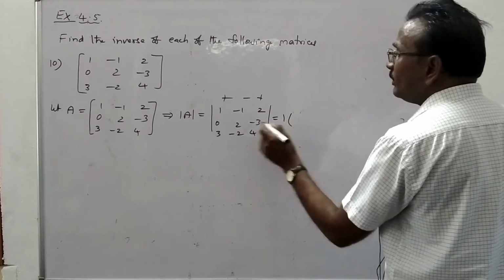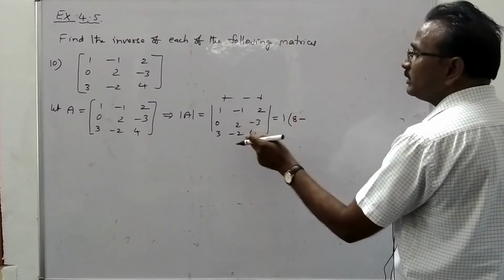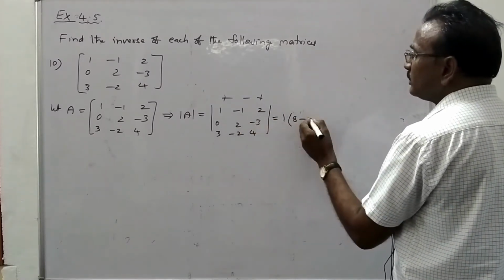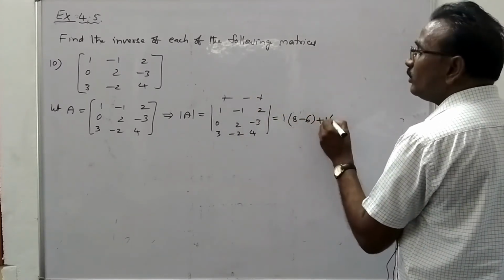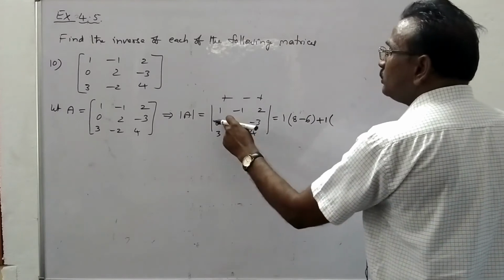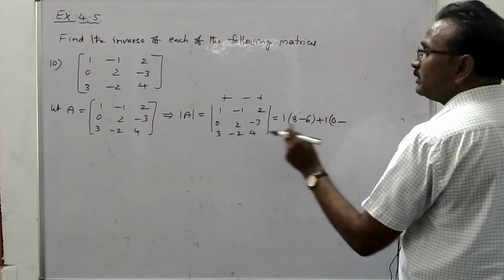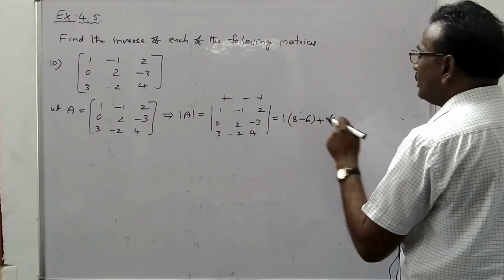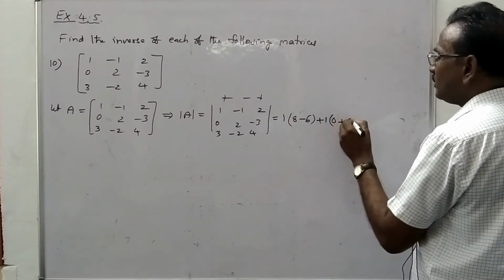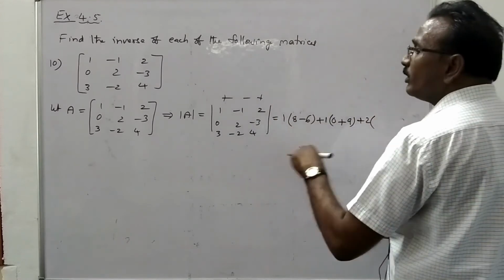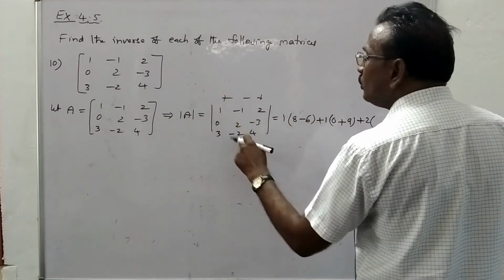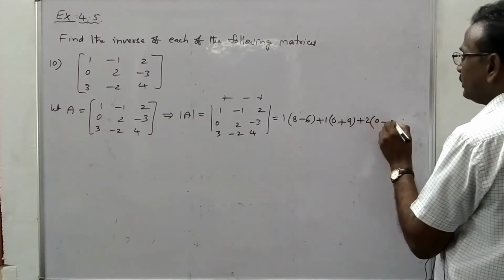Determinant of these 4 elements, 2 4s are 8 minus into minus plus 2 3s are 6. So 8 minus 6. Minus of minus 1 plus 1 into delete first row and second column. 0 into 4 is 0 minus 3 into minus 3 is minus 9. Minus of minus 9 is plus 9. And next plus 2 into delete first row and third column. Determinant of these 4 elements, 0 into minus 2 is 0 minus 3 2s are 6.